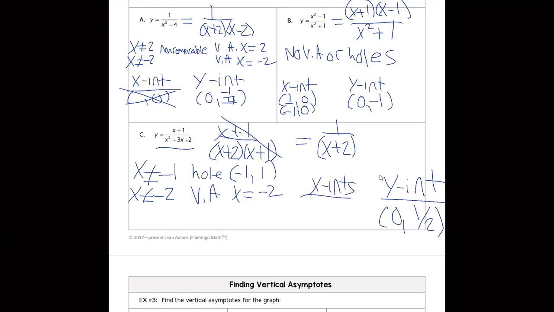To get your x-intercepts, you're going to plug in 0 for y. So you'd have 0 equals 1 over x plus 2. If you start solving this, though, you're going to see it's undefined. If you multiply both sides by the x plus 2, you're just going to get 0 equals 1. So this one's actually not going to have any x-intercepts.